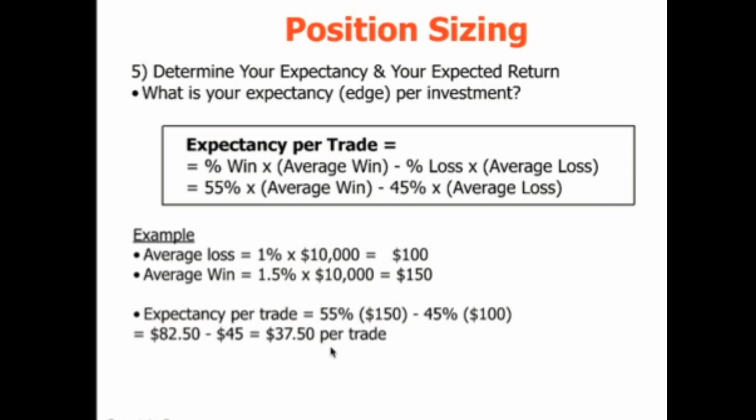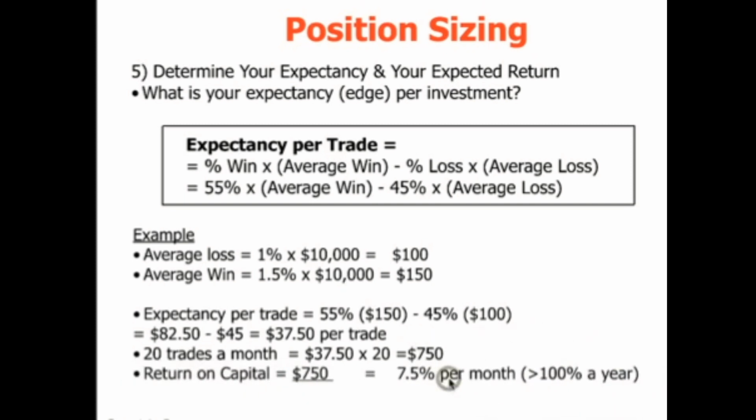So this means that if you do 20 trades per month, which is the minimum that I see, let's use it in this example, 20 trades per month times 37.5 will give you on average $750 in profit. That means on average you are making 7.5% per month with your $10,000 capital. This is an average, and if you compound this over 1 year, it means it's 100% of your capital in 1 year. And remember, this is when you are risking 1% of your capital, just 1%.